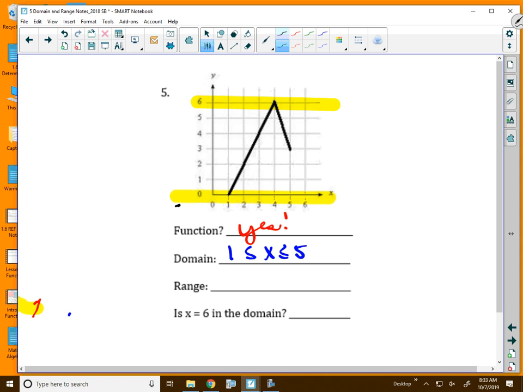Now watch how I write this. What's different? Yeah, because I'm talking about y values. When we do range, we have to put a y in the middle instead of an x.